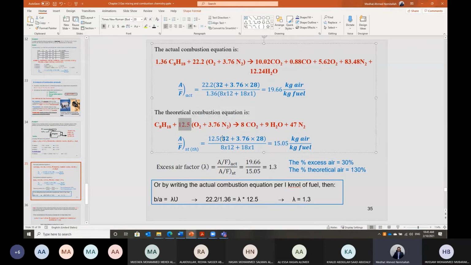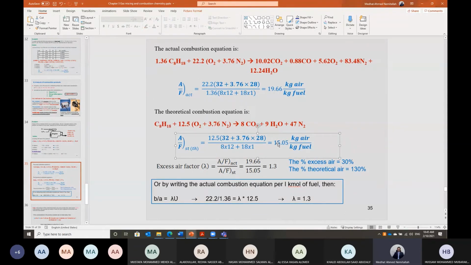Then the stoichiometric or theoretical air to fuel ratio will equal 12.5 multiplied by 32 plus 3.76 by 28, divided by 1 multiplied by the molecular weight of the fuel. That should be the theoretical value. And we have the actual value, the actual air to fuel ratio. If we divide both of them, then we can get the excess air factor in this case.